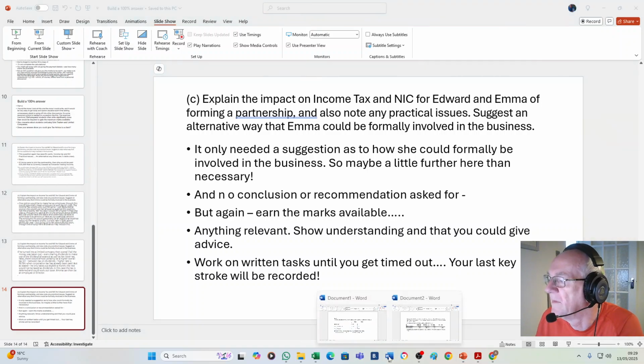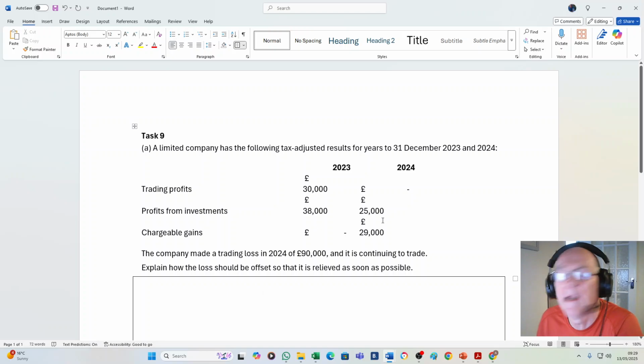So open my documents. Here we go. So task 9 is about losses. Partly limited company, partly sole traders. The sole trader one is usually a little bit harder and probably would gain more marks on this task. Let's have a go. So, read carefully.